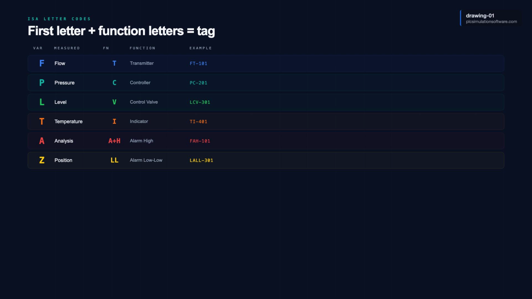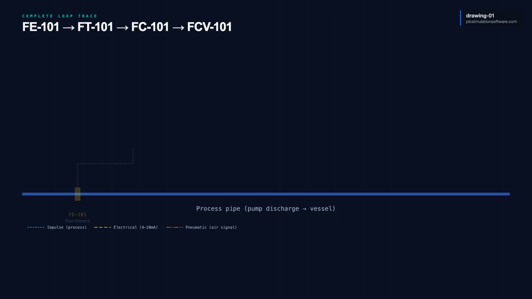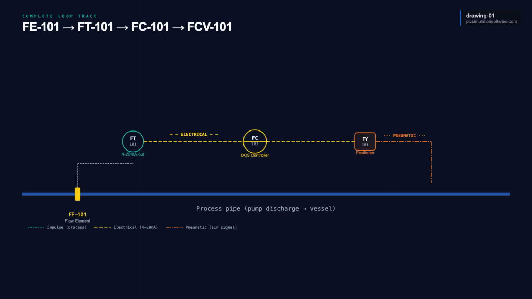These are your safety layer. When you see an H or an L on a bubble, that point trips an alarm. It fires when the process goes out of bounds. Now read a real loop end to end. Take a pump discharge flow control loop.